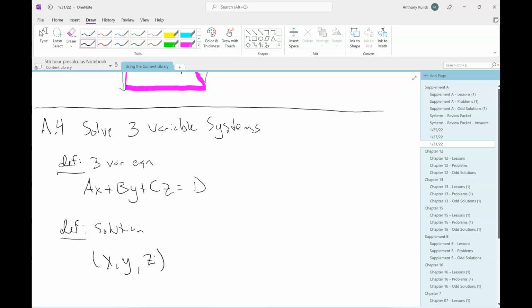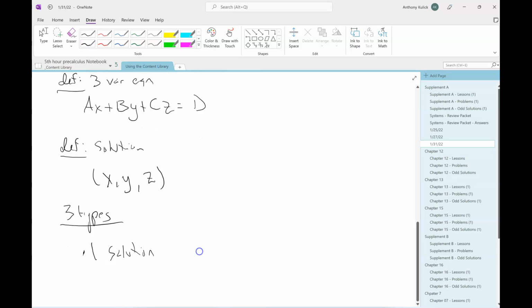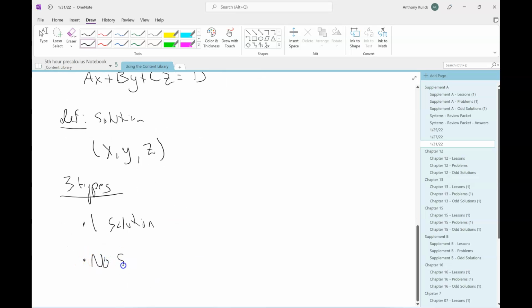And just like before, we can have 3 types of solutions. You can have one solution. You can have no solution. And we can have infinitely many solutions. And in that case of infinitely many solutions, there's a little bit more to that than with 2 variables that we're going to ask you to do, but we'll cross that bridge when we get to it in the example.